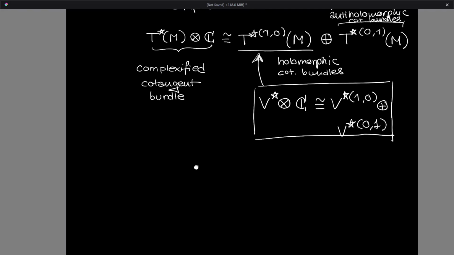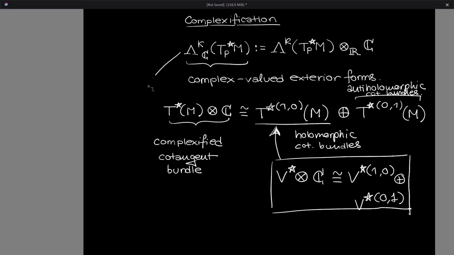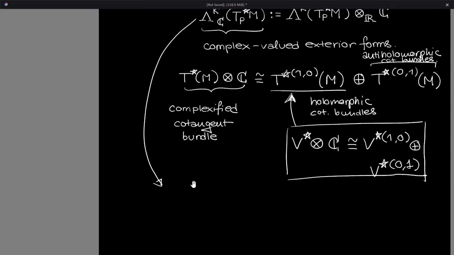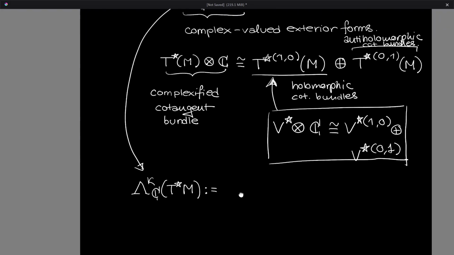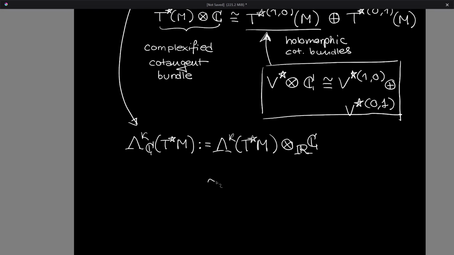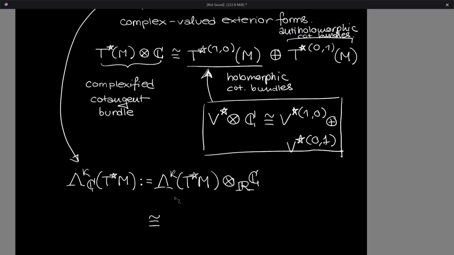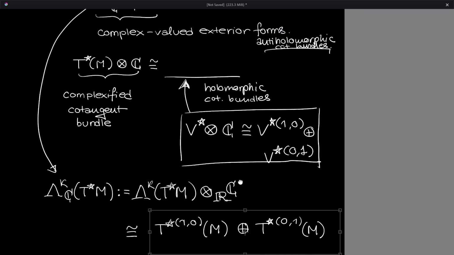Right. So then this was the pointwise definition. If we remove the pointwise definition, what do we get? We get lambda k C of T star M, which is the same thing as saying lambda k of T star M, real direct product with C, which is isomorphic to, we just take the lambda of this whole thing. So let me just copy that. This will not backfire in any way, shape, or form. It already backfired. Oh no.